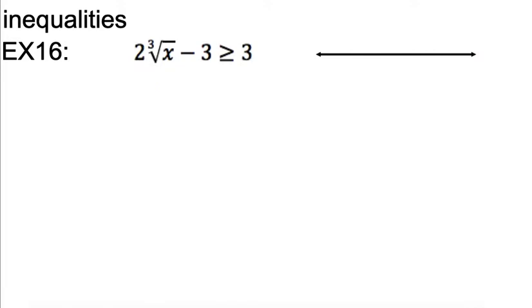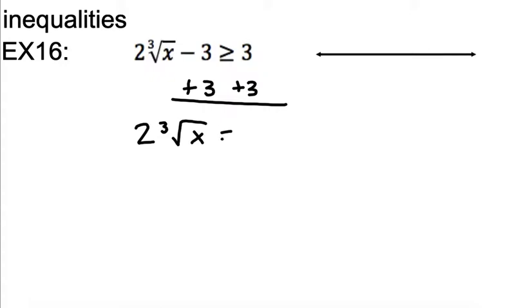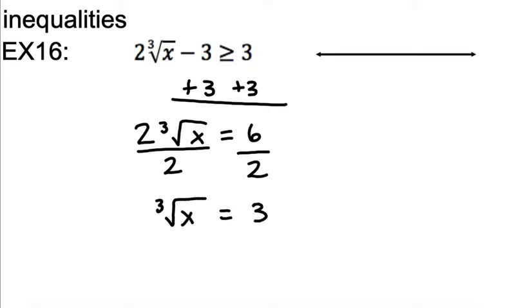Let's try another one. 2 cube root of x minus 3 has to be greater than or equal to 3. So we add 3 to both sides. So I get 2 cube root of x. I'm going to imagine it's an equal sign, is equal to 6. I divide both sides by 2. I get cube root of x equals 3. And then I cube both sides.